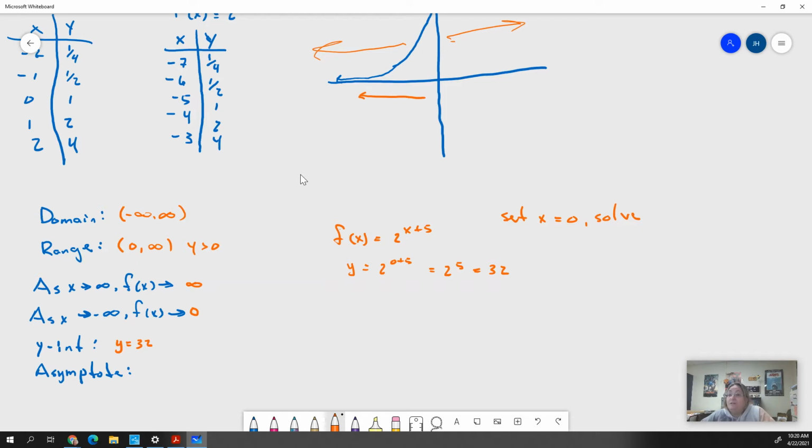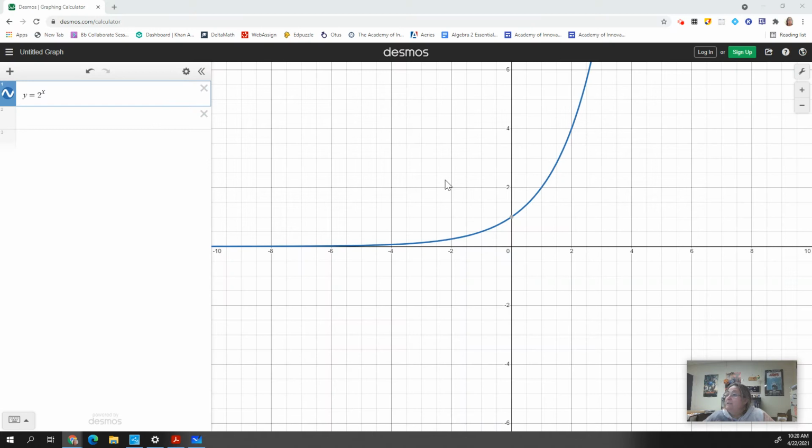No, it's still going to be y equals 0. So if I did this graph for you, but what if I didn't? If I didn't, here is our original, right? Our y equals 2 to the x on Desmos. I just plug that in, right?